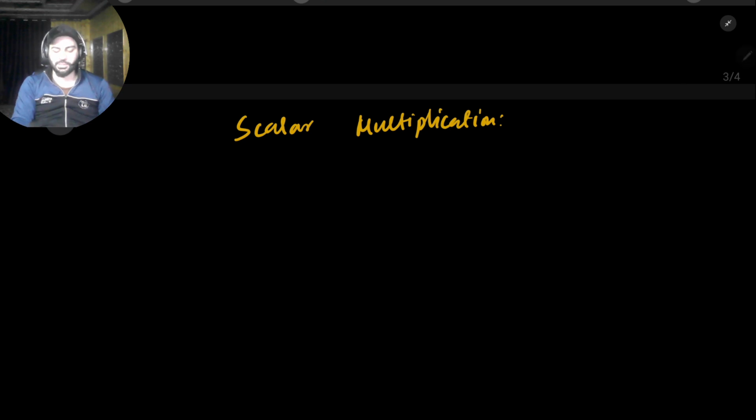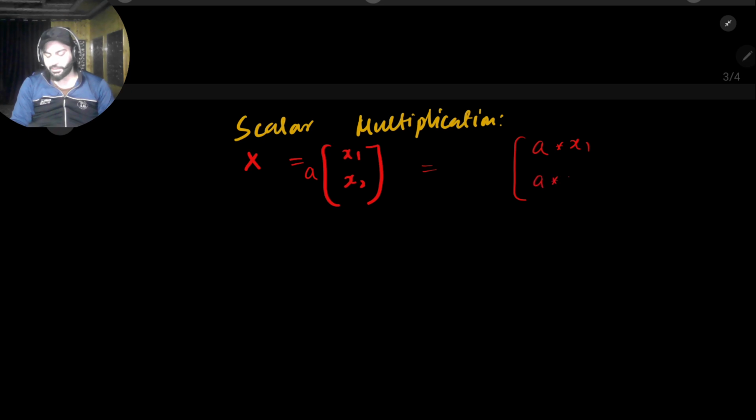Basically this means if we have a vector, let's suppose x vector, and its components are x1 and x2. Let's suppose this is our vector. What if I have a scalar? Scalar basically means I have a value, let's suppose 2, or some scalar value a. This will produce an effect: you multiply a by the x1 component, and you do a multiplied by the x2 component. This is what we call a scaled vector.